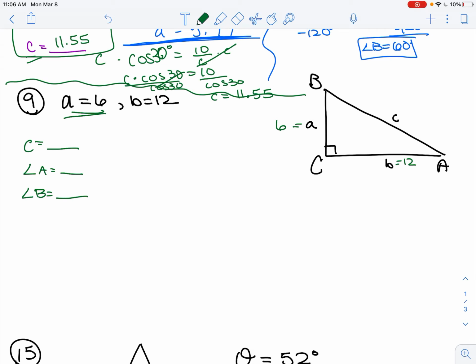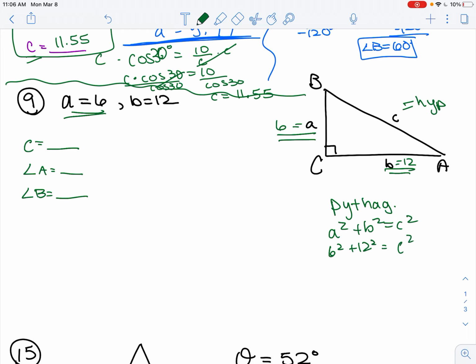So what we're going to do first is 2 things. If I know 2 of the sides of the triangle and they're perfect, they're not rounded, I'm going to use Pythagorean theorem to solve the 3rd side. So I know A squared plus B squared equals C squared, where C is the hypotenuse. So let's plug this in. So I know 6 squared plus 12 squared are the legs. They can go in either place, equals C squared.